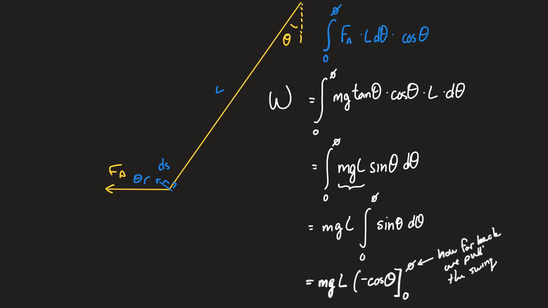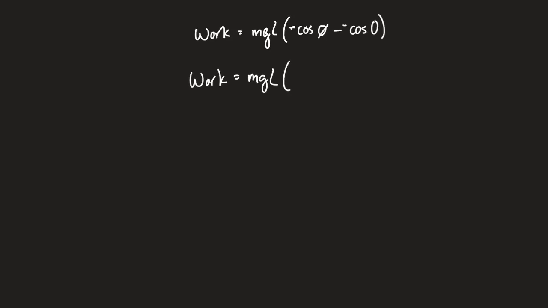Okay, so let's go look at the result of this. The work done is going to equal mgL times, let's put our limits in, negative cosine phi minus negative cosine 0. So the work equals mgL times 1 minus cosine phi. This is how much work is required to pull back the swing.